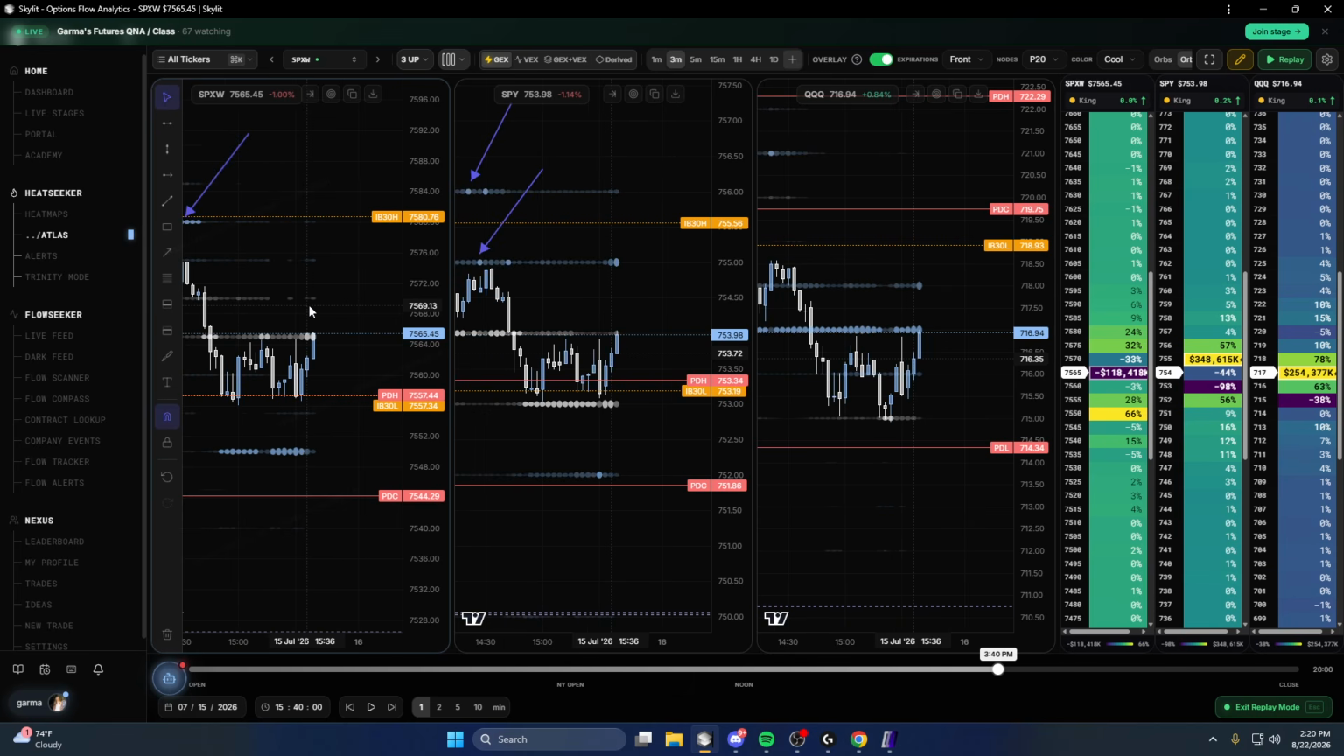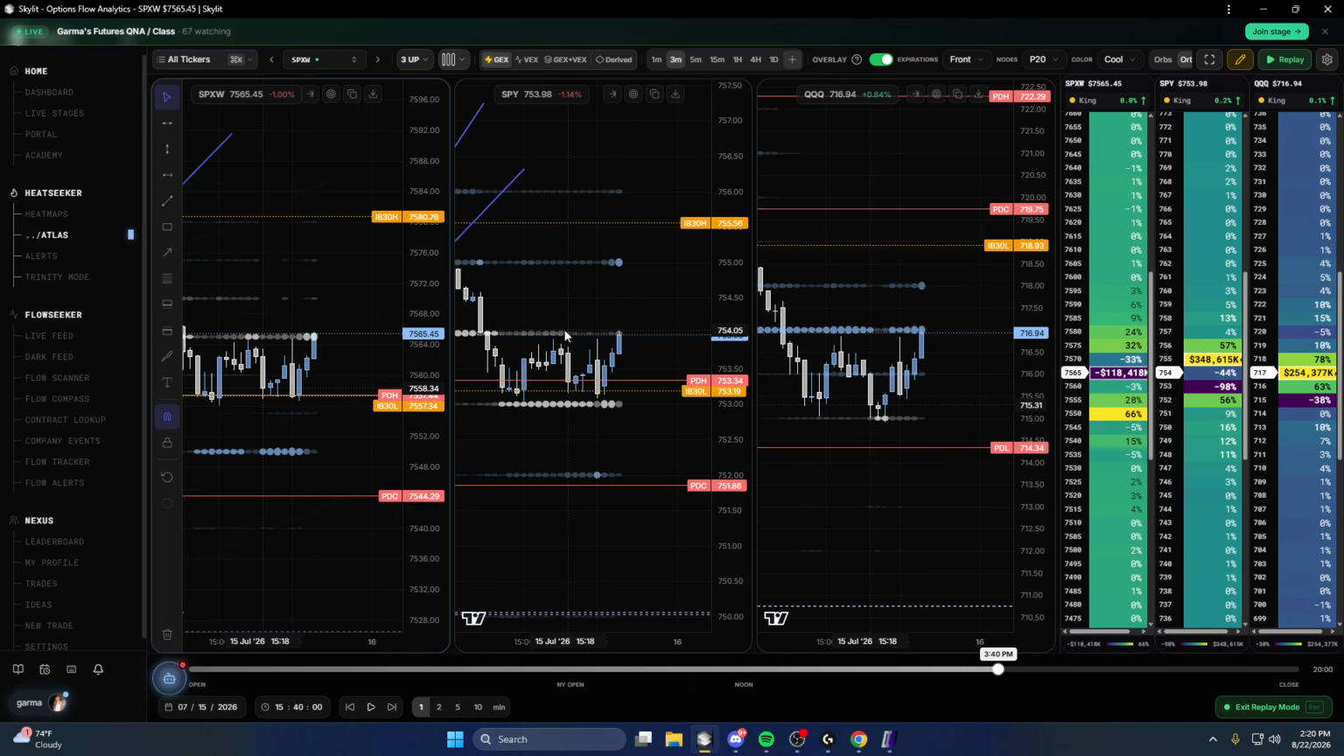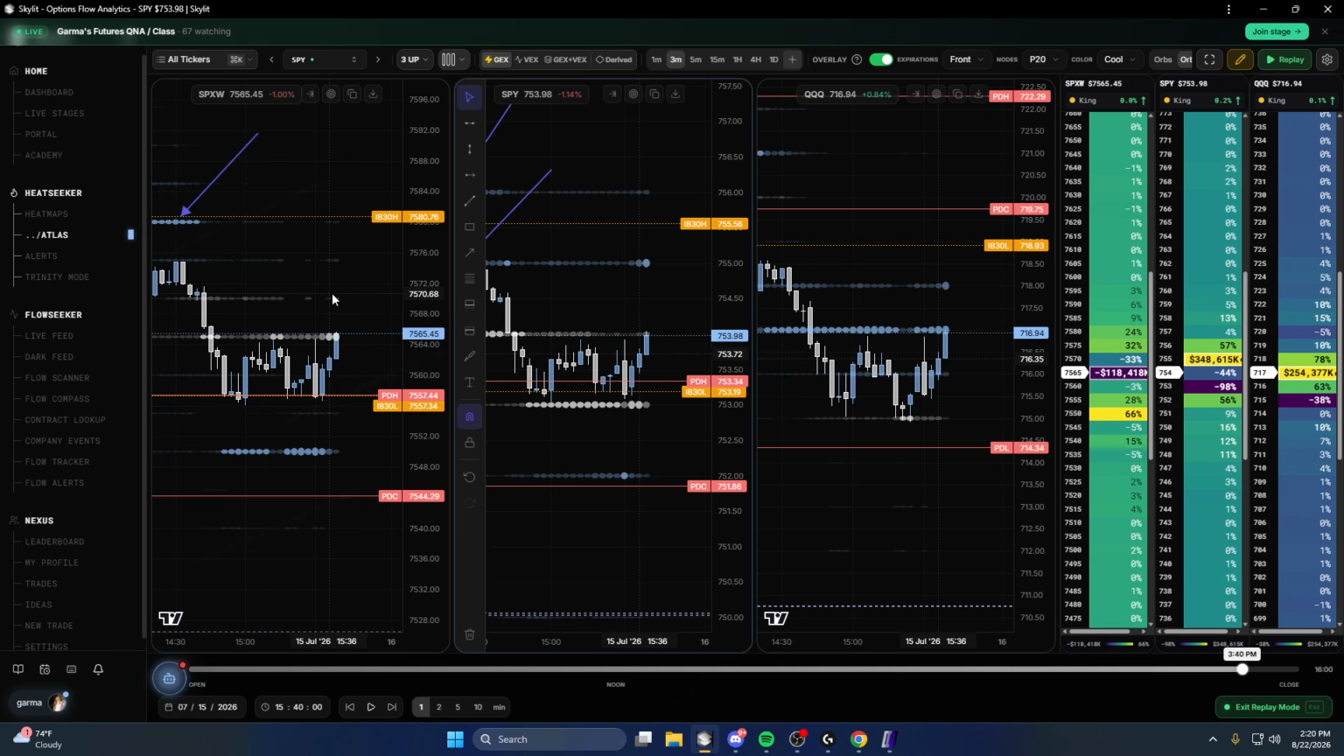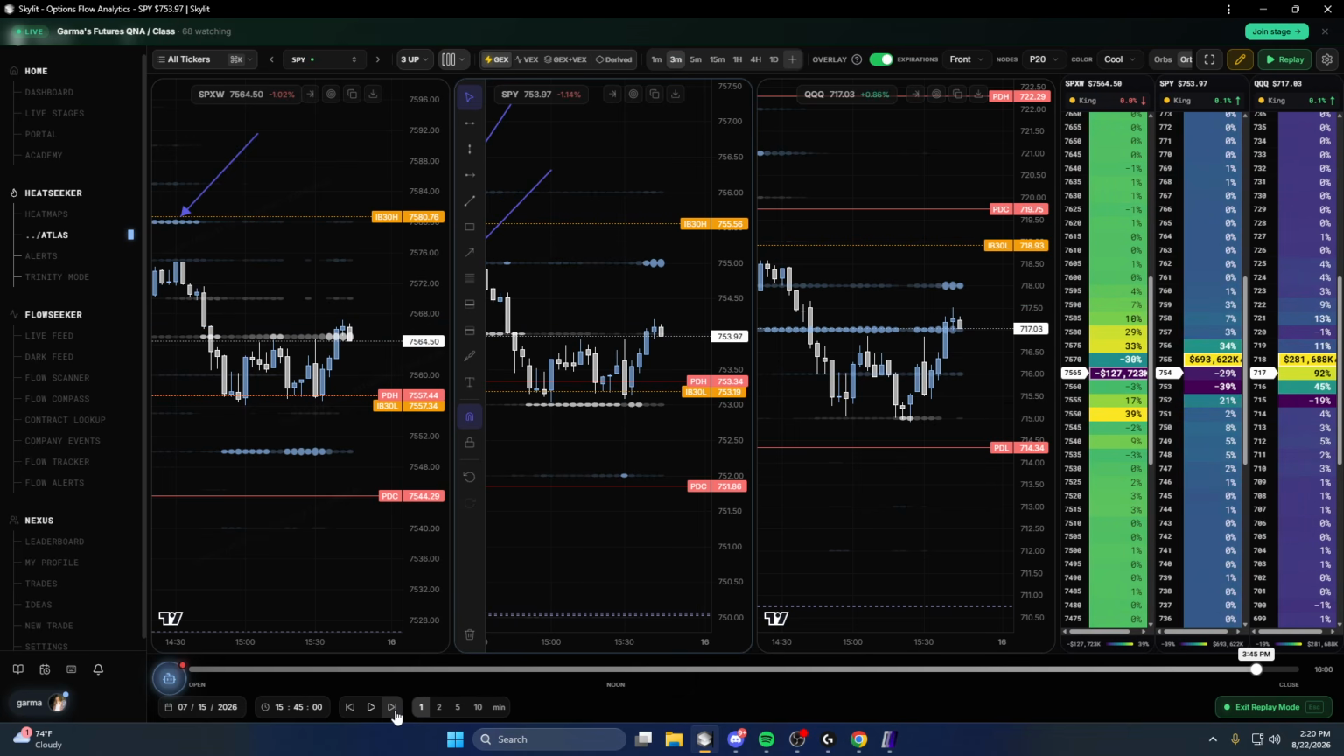Now we do have the 716 on QQQ, and we also do have the 7565 on SPX here, so we could probably see a short back down here now off these two ceilings. Or maybe I was completely wrong.